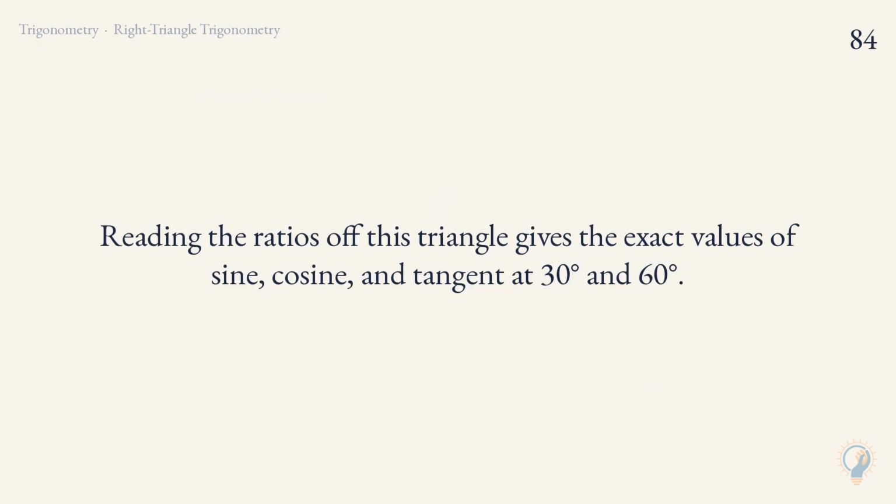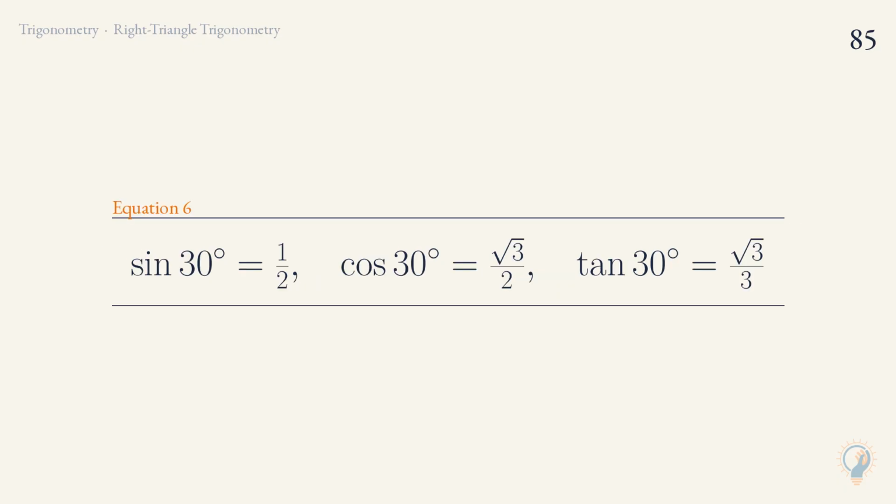Reading the ratios off this triangle gives the exact values of sine, cosine, and tangent at 30 and 60 degrees. Equation 6. The 30-degree exact values. Sine of 30 degrees equals 1/2. Cosine of 30 degrees equals the square root of 3 over 2. Tangent of 30 degrees equals the square root of 3 over 3.